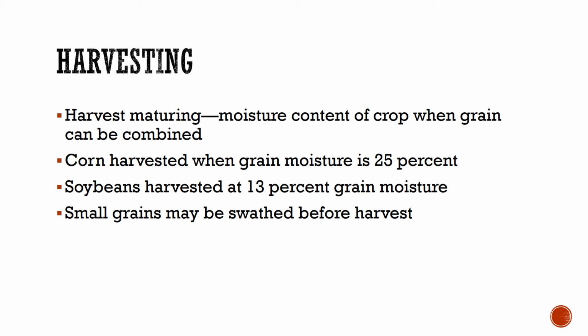So here's just a couple moisture levels that we'll look at. A lot of people in different parts of the country will harvest corn at different moistures. Soybeans, however, it's anywhere from 12 to 15%. 13% is a good grain moisture for soybeans. Small grains can be swathed before harvest so that they'll dry a little bit quicker.